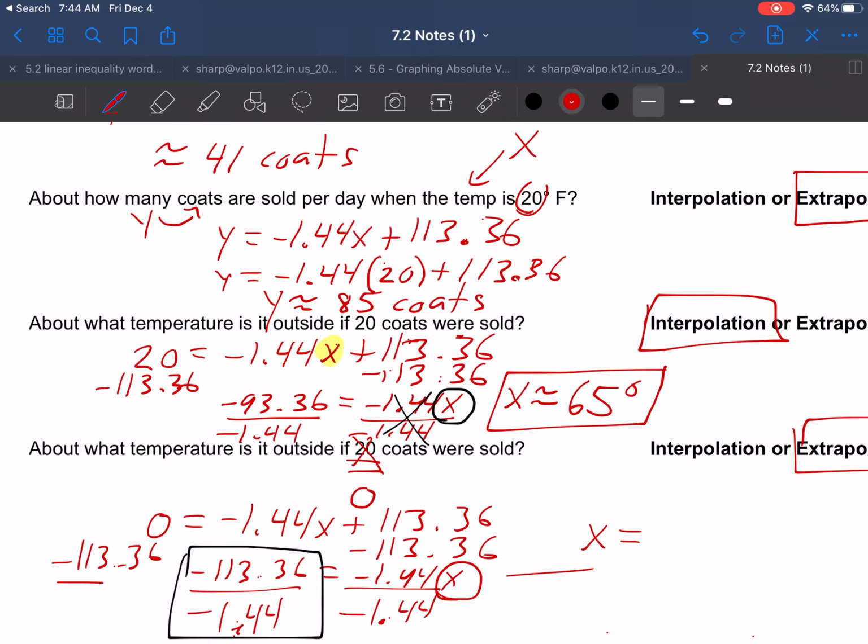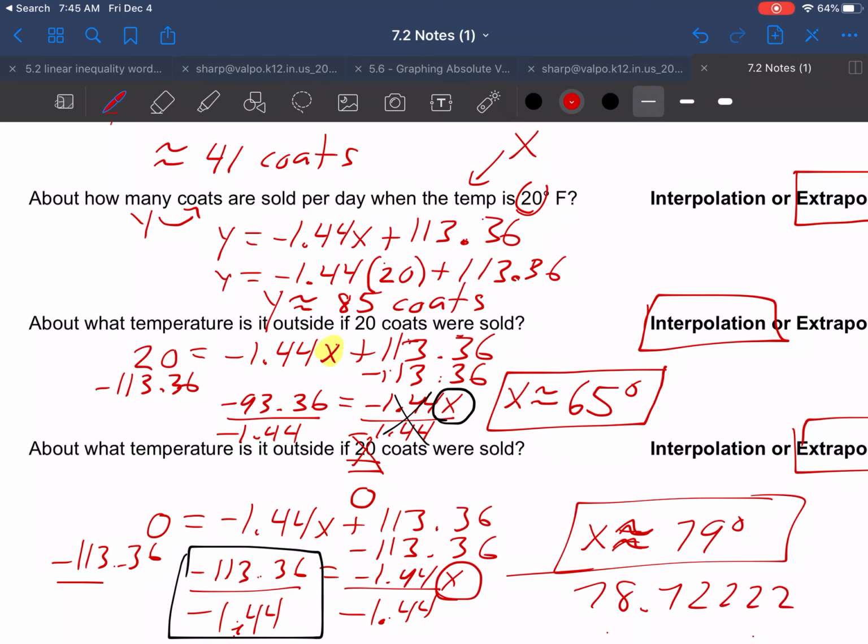So negative 113.36 should be divided by a negative 1.44. And it looks like it would be about, I'm going to squiggle these because it's not exact because we're rounding here, it would be about 79 degrees, right? Because I got 78.72222, which would be about 79 degrees.